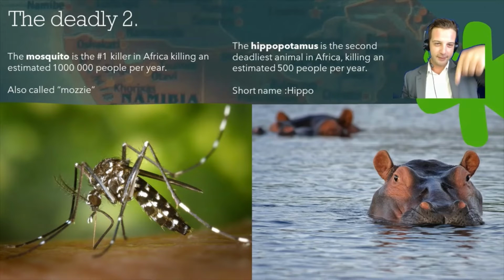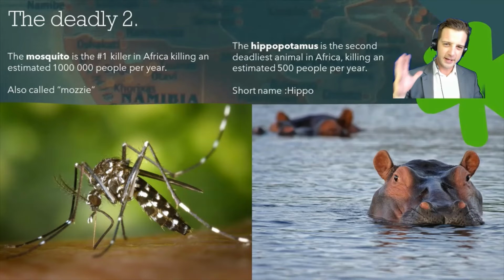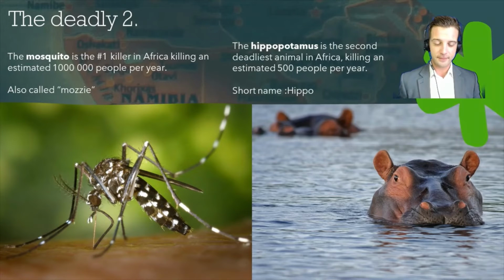The hippopotamus beneath me is the second deadliest animal in Africa, killing an estimated 500 people per year. The short name is hippo, and you wouldn't believe that such a cute-looking animal can be so dangerous.